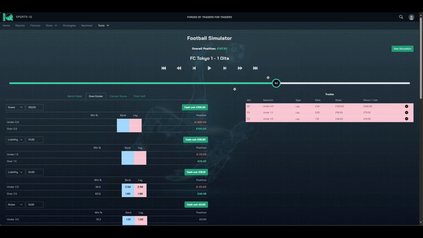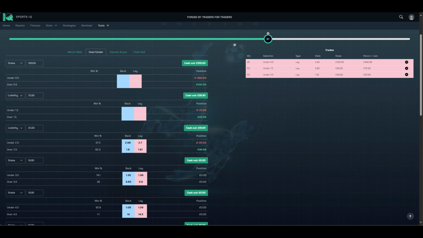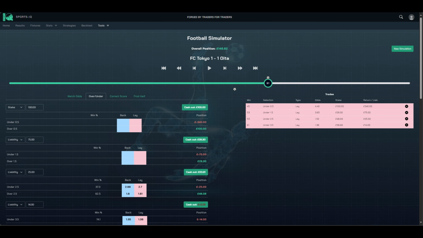So now we're in business. Now there's the second goal. So now we'll take the profit from the under 1.5 goals market and use 50% on the under 3.5 goals. So we've got £28 odd to play with. Let's call it £14. So remember, again, we'll click liability and we'll stake £14 liability. Come on then, give us a goal.